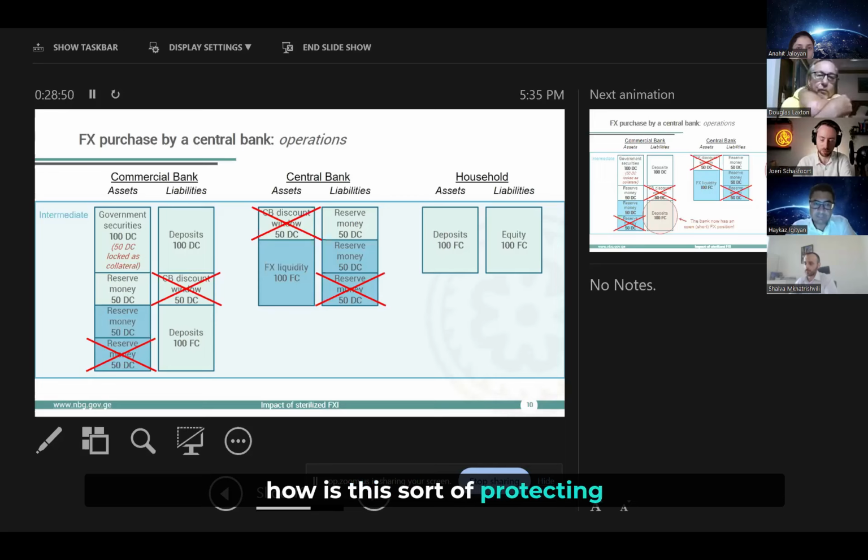how is this sort of protecting the interest rate, the short-term interest rate? Why is the central bank doing this intervention? It's to keep the interest rate as it was before, right?